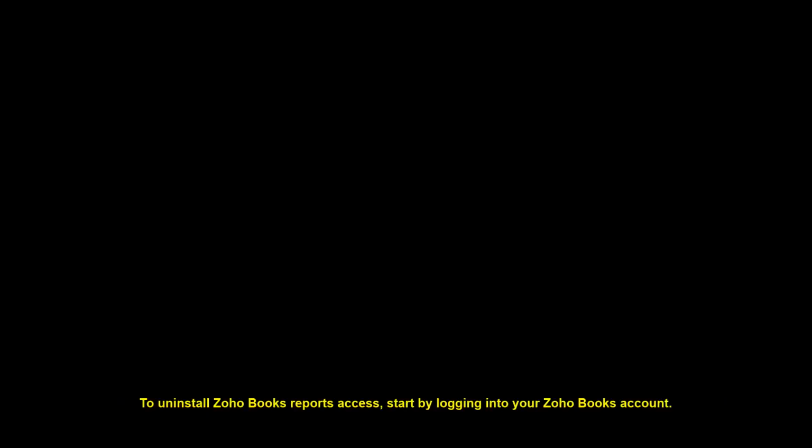To uninstall Zoho Books Reports Access, start by logging into your Zoho Books account. Navigate to the Settings option located on the bottom left of the homepage. In the Settings menu, look for and select Users and Roles. Under the Users section, find the user whose reports access you wish to remove.